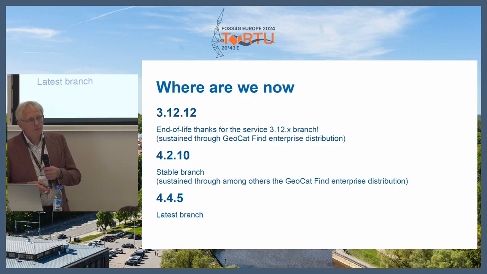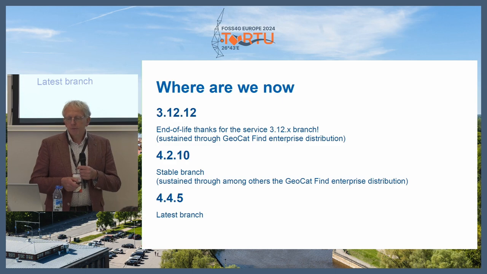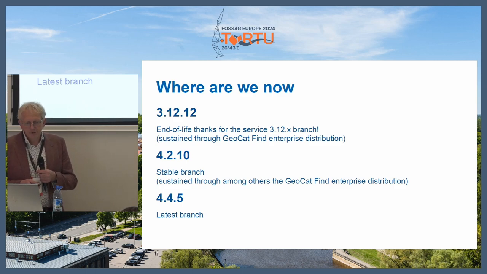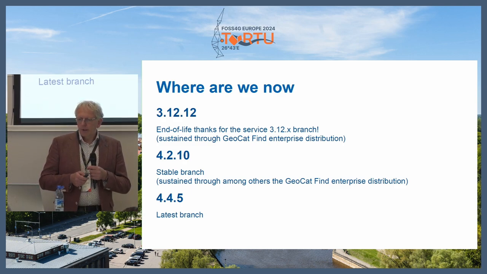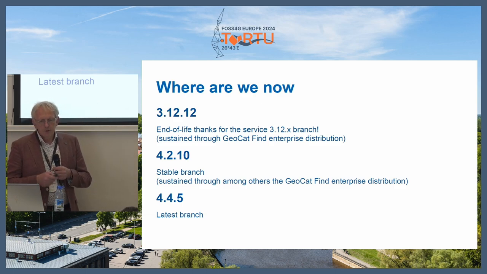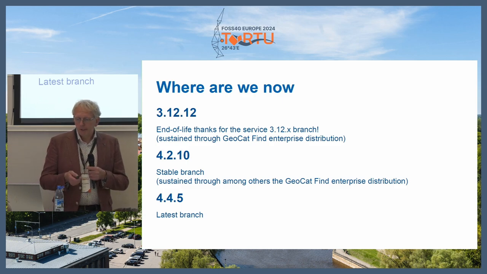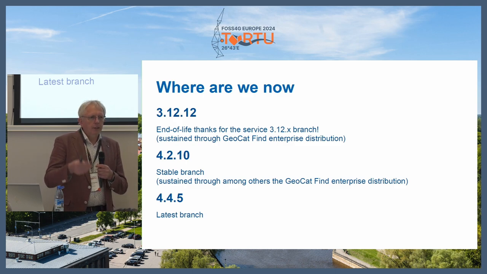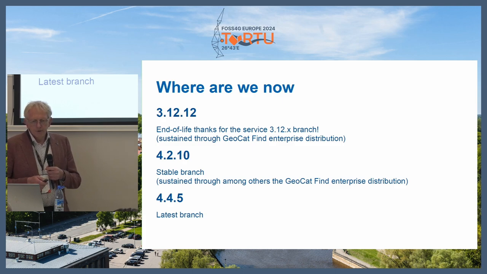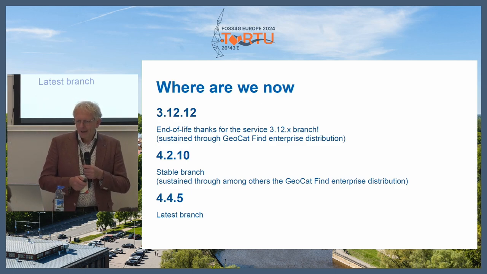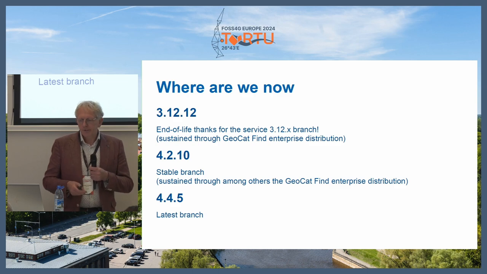So where are we now? Version 3.12 is kind of end of life. It has been sustained for a long time through what we call GeoCat Find, which is our enterprise product at GeoCat. Kind of the same code base, but with all the support around it. And then we have a 4.2 stable branch currently at 10 version, also sustained for the same mechanism. So our customers pay us to provide service. We use a lot of those resources to actually make sure we can do releases, do vulnerability fixes, and so on. So to keep it open, but also to make it commercially viable. Latest branch is 4.4 or 5, which has all the latest and greatest new things, but they may not be stable yet.